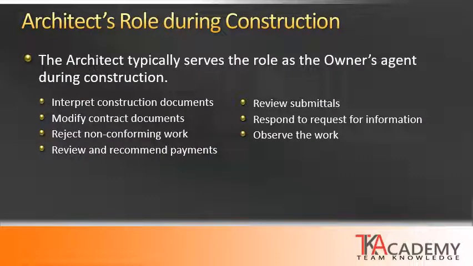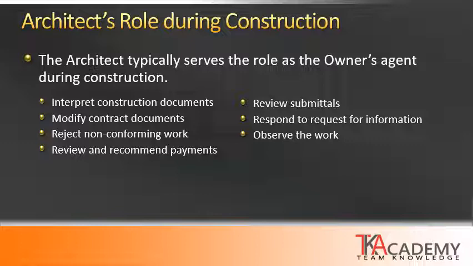The general conditions of a contract will identify what the owner delegates to the architect in terms of roles and responsibilities to be performed during the construction of a project. The typical architectural services performed on the owner's behalf during construction include the following. The architect interprets the construction documents. The architect modifies the contract documents, and this is done with an architect's supplemental instructions, an ASI, a change order, or a construction change directive, a CCD.